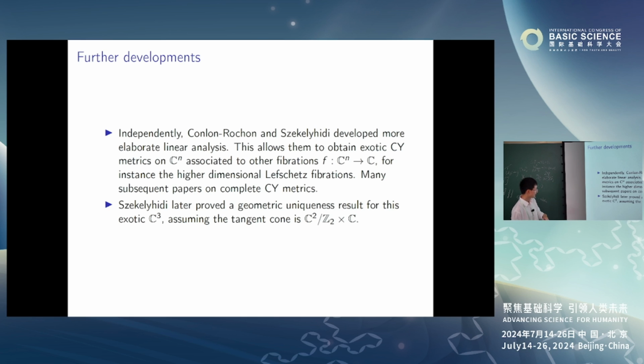So later, Gabo proved a geometric uniqueness result for his exotic C3. That result basically says, if you prescribe the tangent cone to be C2 over Z2 times C, and if the underlying complex manifold is C3, then it's up to scaling, I guess, the same metric as this metric. So it's a geometric uniqueness type result. So that's later work of Gabo.